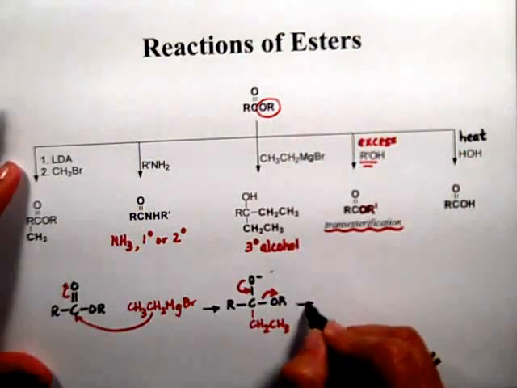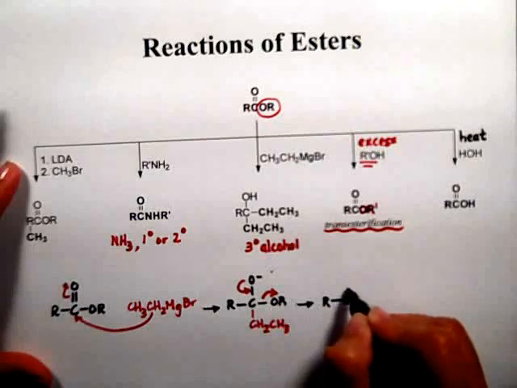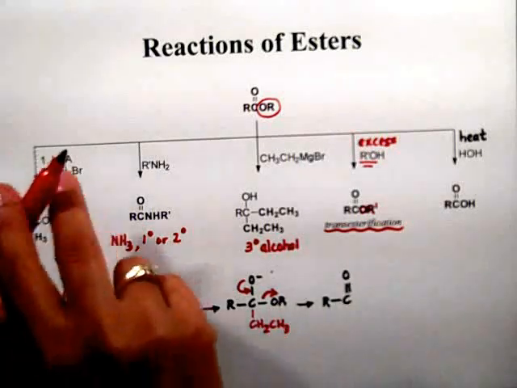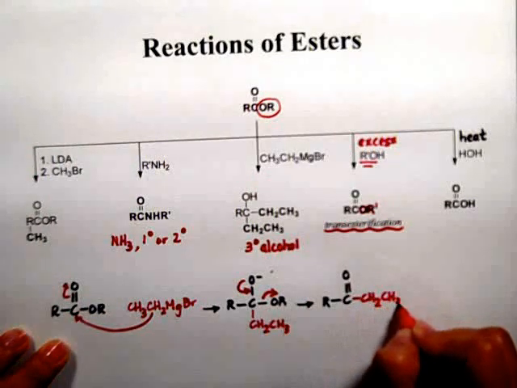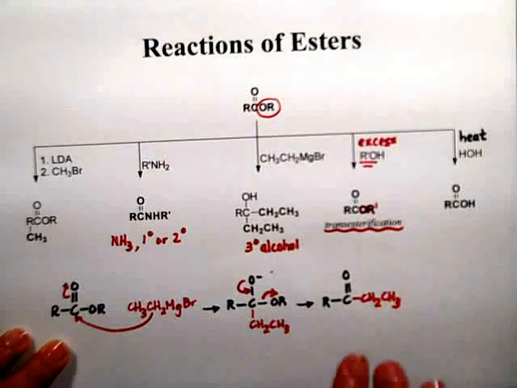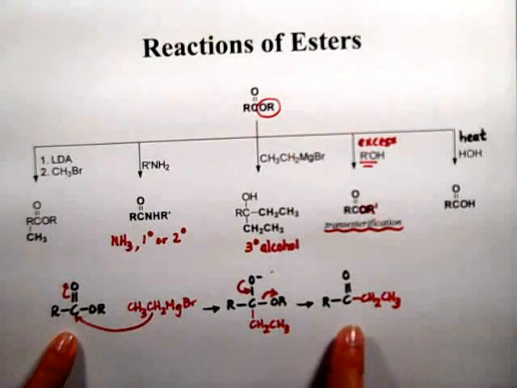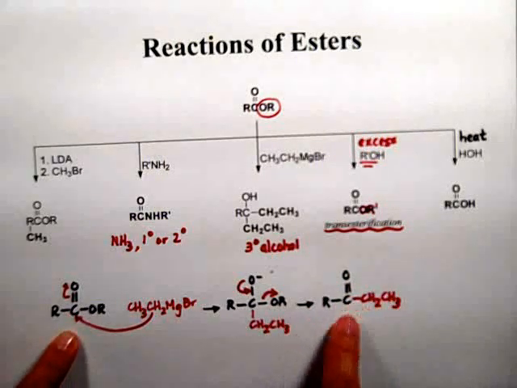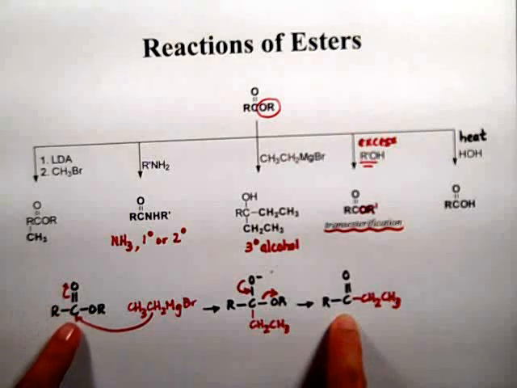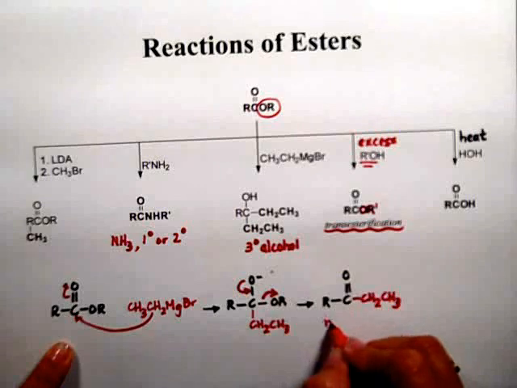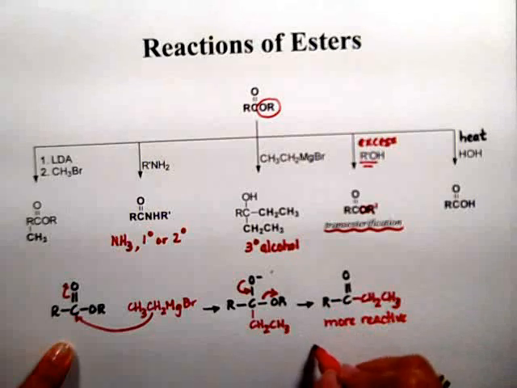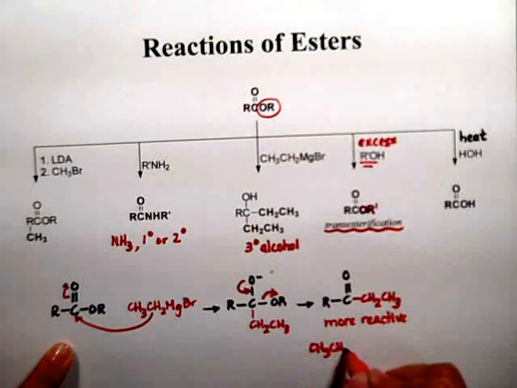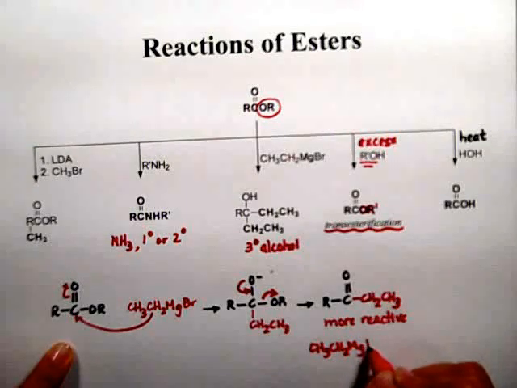and this gets us to an intermediate. Let's see what this intermediate is. Reform the carbonyl. We get a ketone out of it. All right. Ketones and aldehydes are more reactive than esters. So as soon as you make your first molecule of this, the leftover Grignard is going to say, hey, look at that ketone, that's more reactive than that one. So this one is going to be attacked by a second equivalent of the Grignard. So a second equivalent of Grignard attacks.